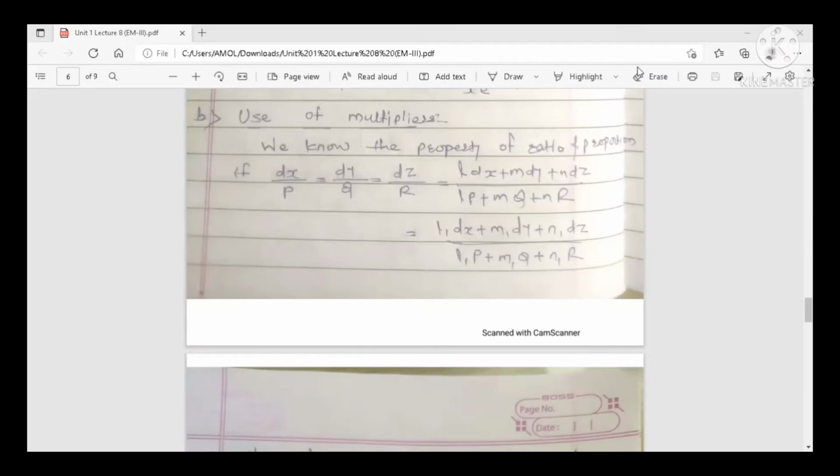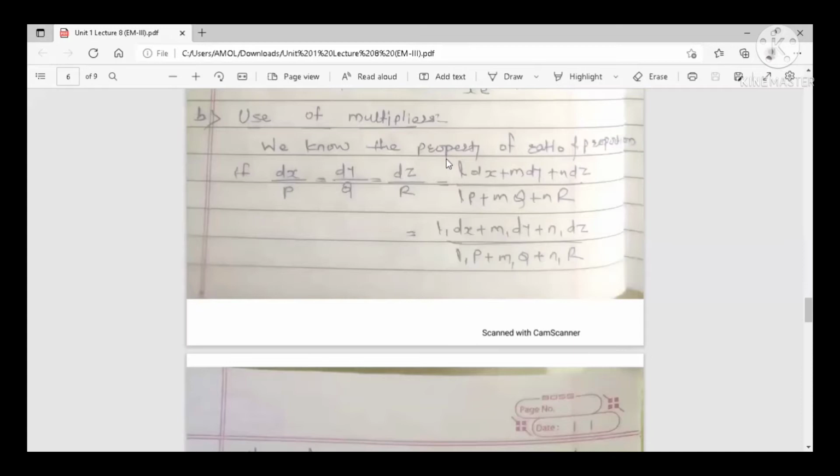Now, how to find the solution for symmetrical simultaneous differential equations using the multipliers? We know the property of ratio and proportion. The form of symmetrical simultaneous differential equation is dx upon p is equal to dy upon q is equal to dz upon r, where p, q, r are functions of x, y, z. Using the property of ratio and proportion, we can write this as equal to l dx plus m dy plus n dz upon lp plus mq plus nr, which is also equal to l1 dx plus m1 dy plus n1 dz upon l1p plus m1q plus n1r.